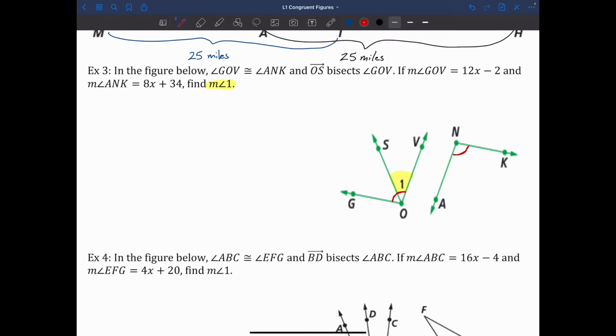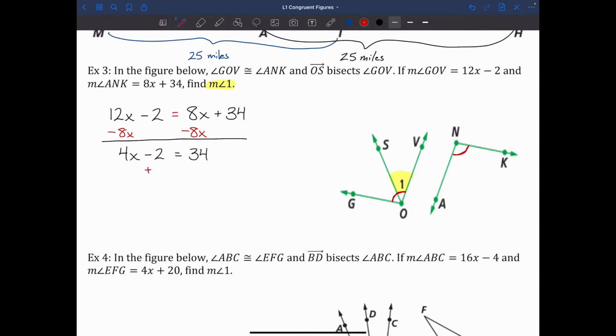So I know that 12x minus 2 and 8x plus 34 are the measures of those angles in red. I know they are supposed to be the same, so I'm going to put an equal sign between them. When I do that, it turns into an equation that I can solve. I'm going to move all my x's to one side, so I'm going to subtract 8x and move those over to the left. So I have 4x minus 2 equals 34.